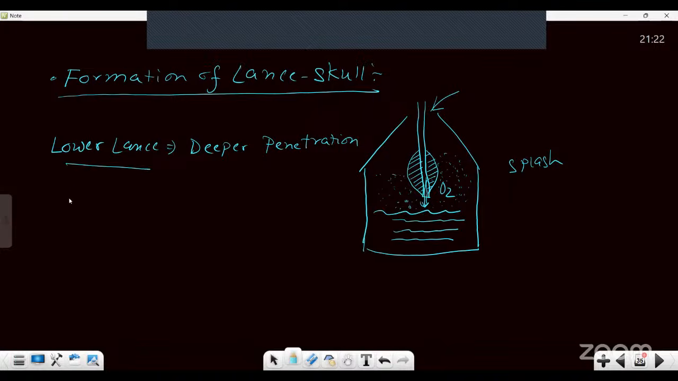But if the lance is higher, a higher lance is going to give you shallow penetration, but more surface area is covered. So according to our own wish, we can maintain this in the case of oxygen lancing.